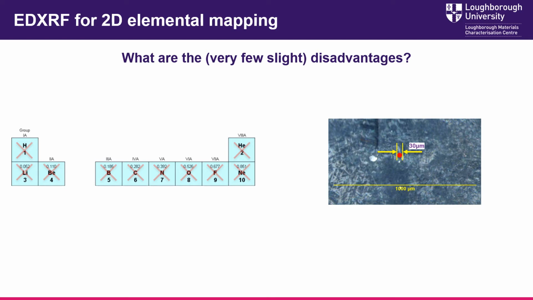XRF EDX analysis is limited to the sodium element onwards in terms of elemental analysis, although some of the latest XRF spectrometers now have the capability to analyze from carbon onwards. There are limitations on the size of the area to be analysed, based on the 30 micron spot size of the X-ray instrument itself.